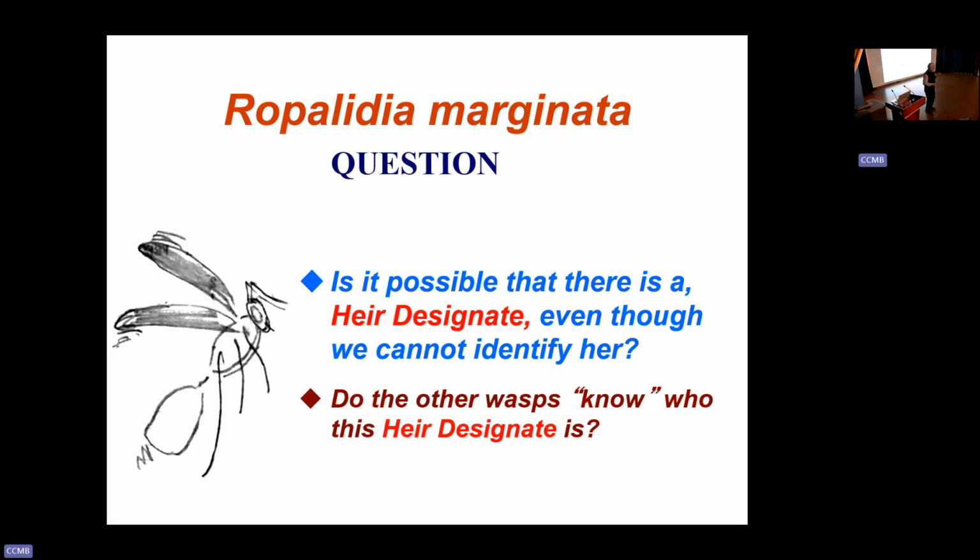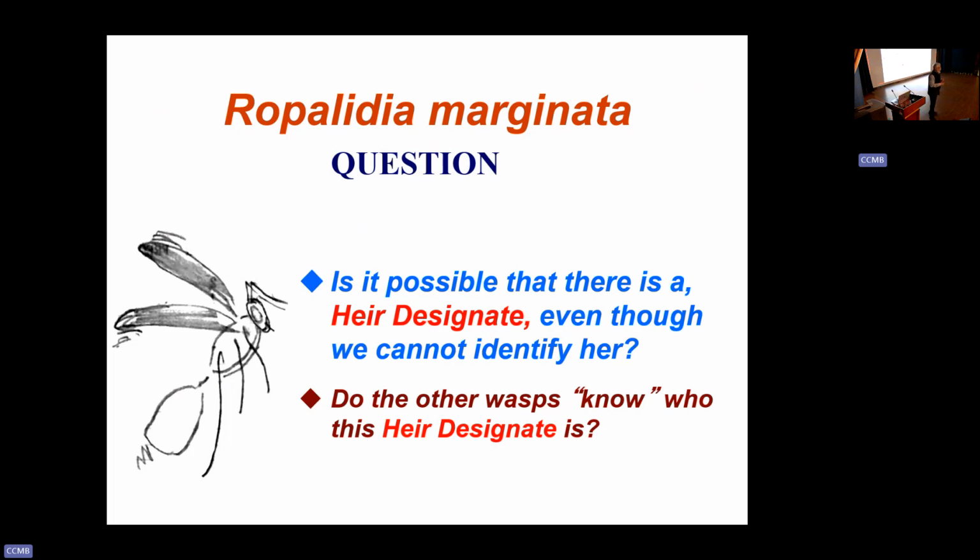So the philosophy of this piece of research was as follows. We are going to assume that there is a hair designate. We are going to assume that all the wasps know who their designate is. We don't know, but they know. Now we are going to do an experiment and make a prediction of how the wasp should behave if our two assumptions are correct, and how they should behave if our assumptions are wrong. Okay? So what is the experiment?